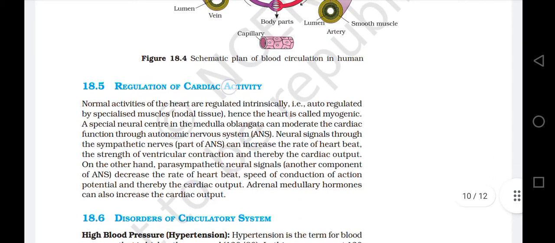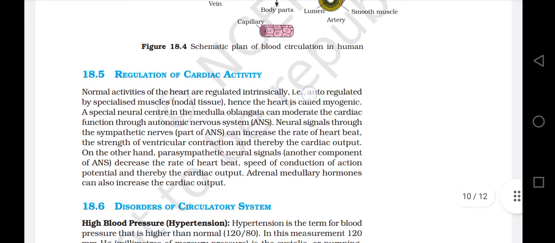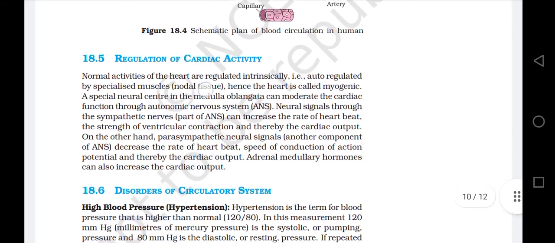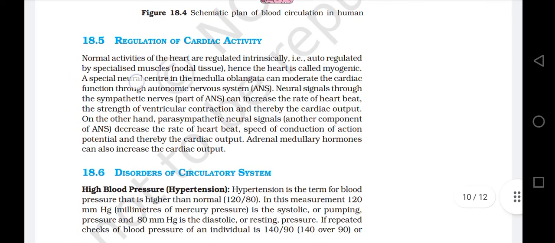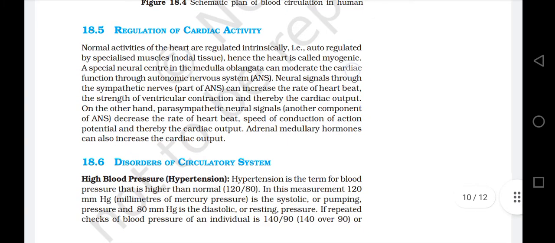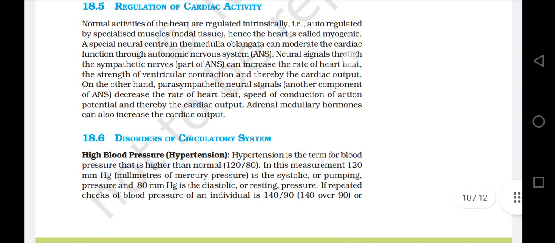18.5 Regulation of cardiac activity. Normal activities of the heart are regulated intrinsically, that is, auto-regulated by specialized muscles, nodal tissues. Hence, the heart is called myogenic. A special neural center in the medulla oblongata can moderate the cardiac function through the autonomic nervous system, ANS.